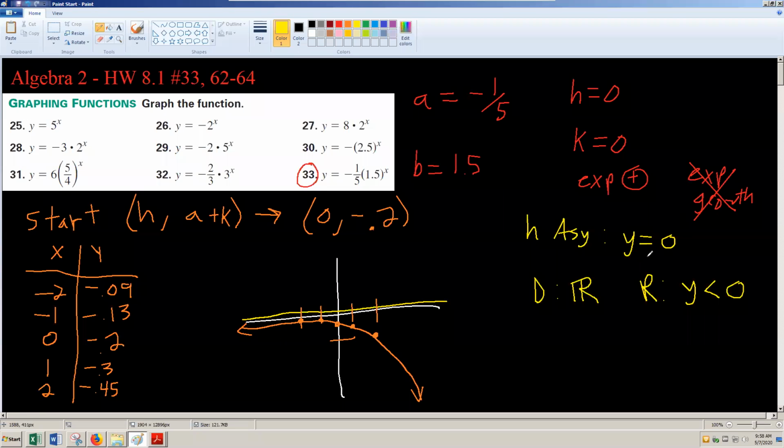So it's always going to be less than if the a value is negative, and it'll be greater than if the a value is positive, and it's relative to that horizontal asymptote, which is just at y equals k. Any questions on this one?